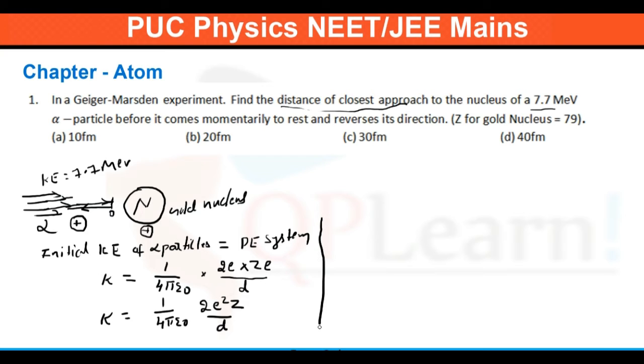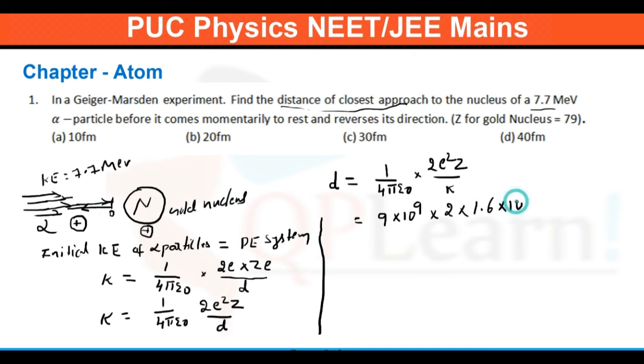Next, substitute the values. Our requirement is d and K is given, so we interchange them. d is equal to 1 by 4 pi epsilon naught into 2e square Z divided by K, where K is the kinetic energy. 1 by 4 pi epsilon naught is a constant, that is 9 into 10 to the power 9, into 2, and e is the charge of the electron, 1.6 into 10 to the power minus 19, whole square.